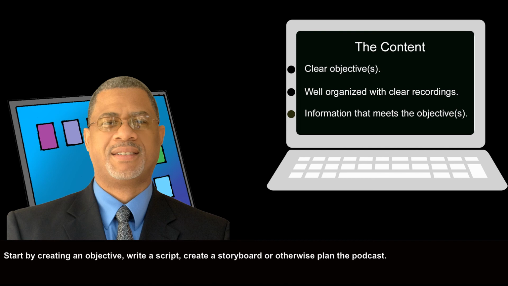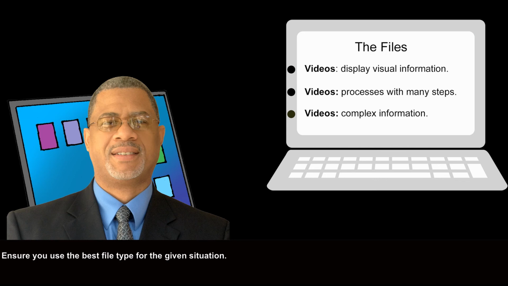Start by creating an objective. Write a script, create a storyboard, or otherwise plan the podcast. Then include the most important information students need in order to meet that learning objective. Ensure you use the best file type for the given situation. For example, use videos when there's a need for visual information. A video would be ideal when the information you're providing has multiple steps.